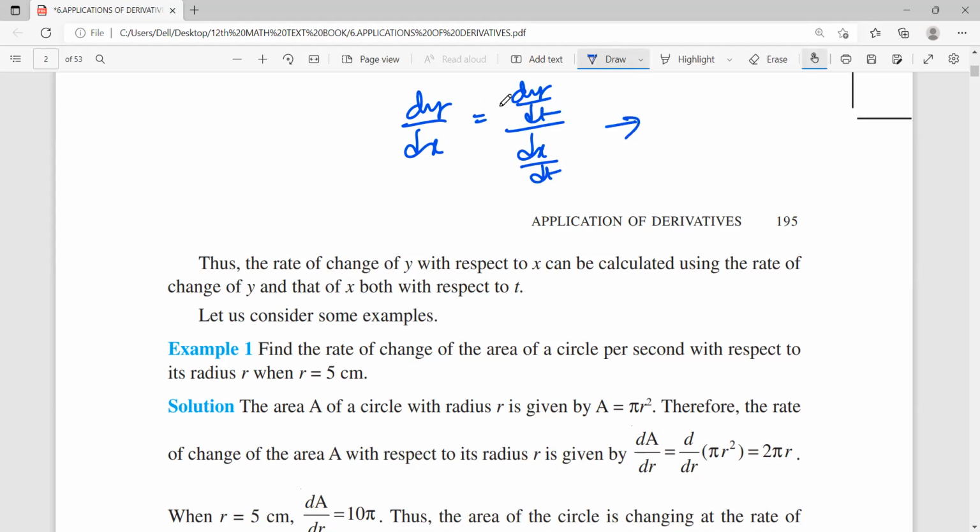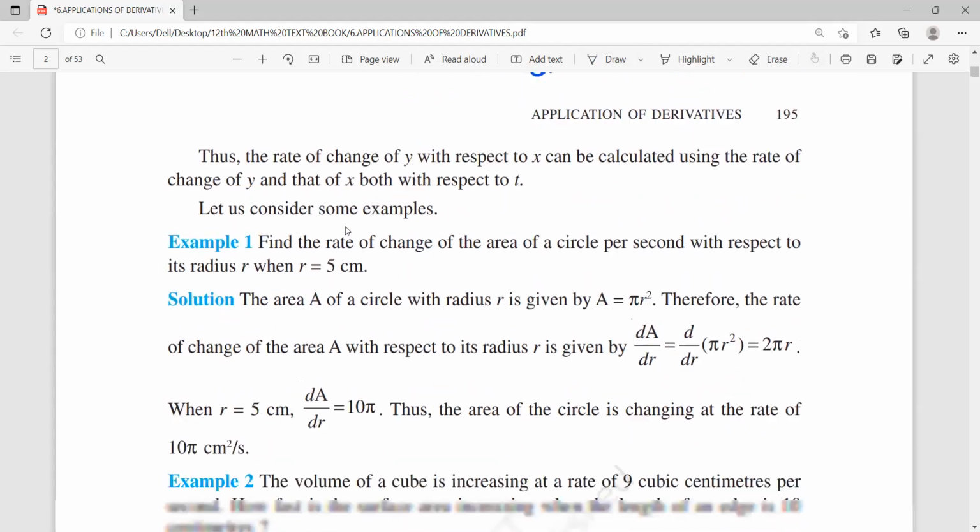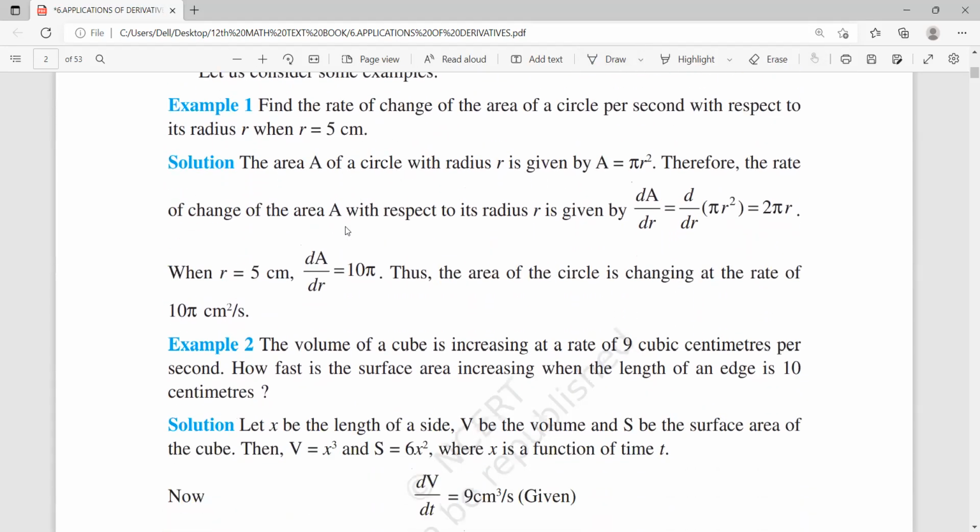What is the rate of change in the variable x? Rate of change means dy by dt only, if nothing is given. How is it changing? That means with respect to time. So rate of change means you should understand with respect to what variable.